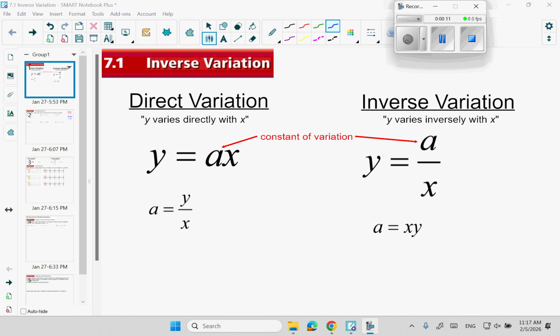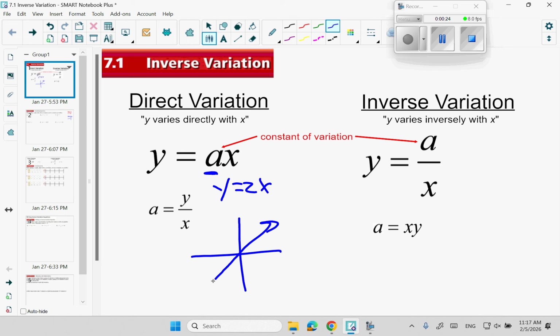Direct variation follows y equals a times x, where a is just some constant. For example, like y equals 2x. If I were to graph that, I would get something like this. And as we see, as x's continue to go up, the y continues to go up. So direct variation works like that. As x goes up, y goes up.